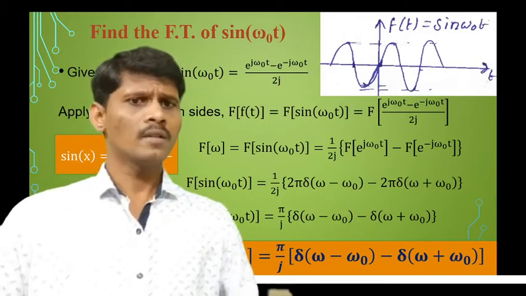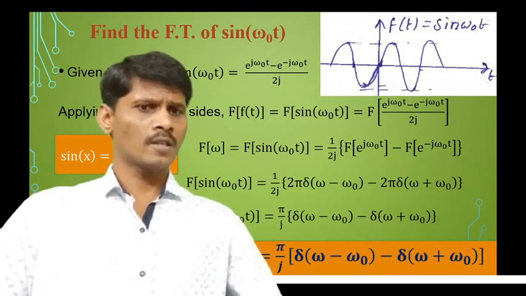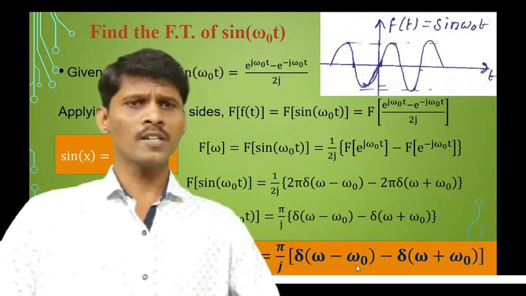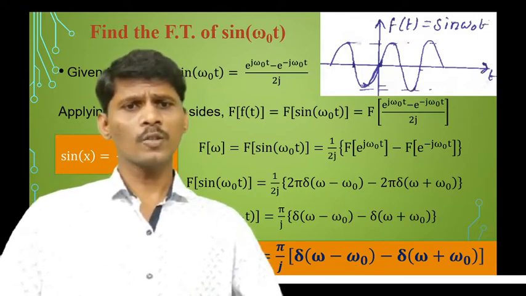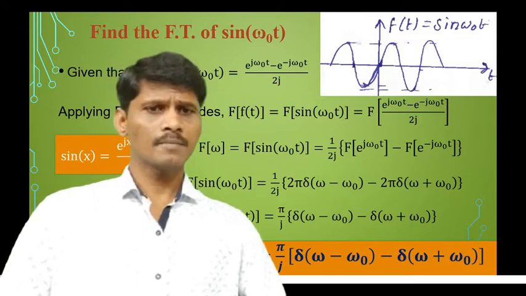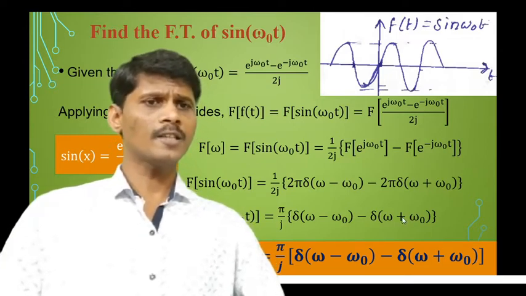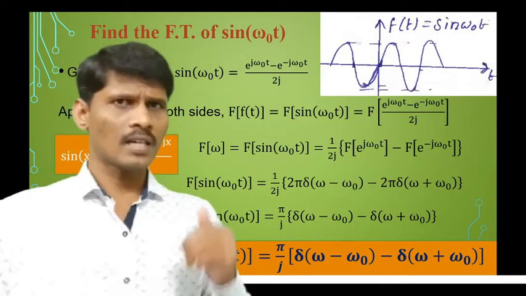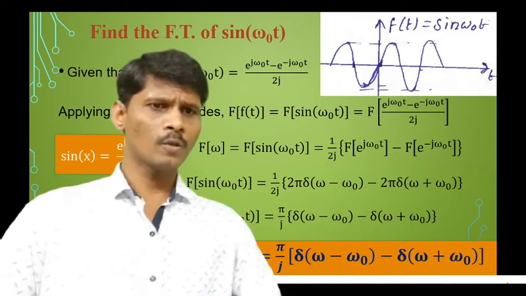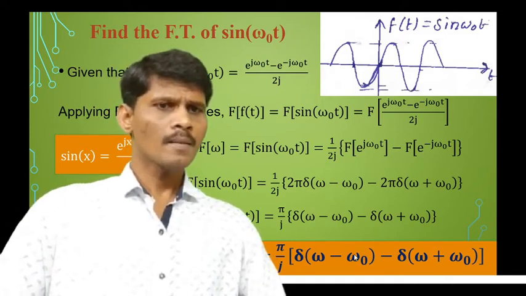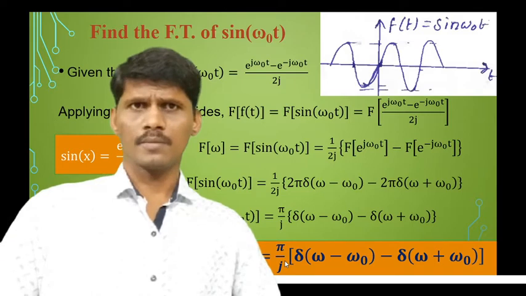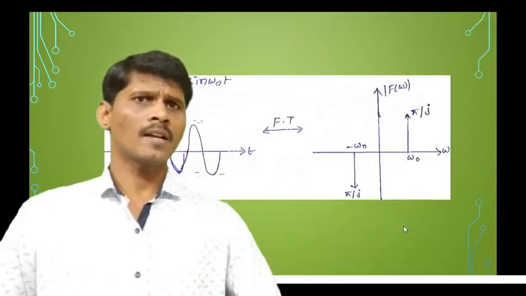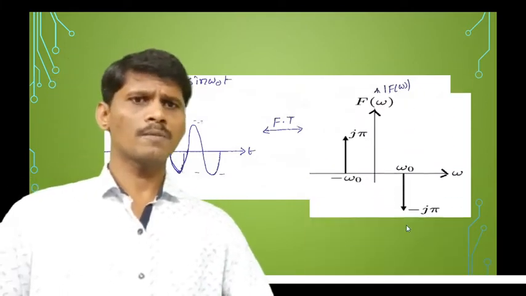Now in the RHS term of this equation, an impulse function exists at omega is equal to omega naught. At omega is equal to omega naught, what is the magnitude value? Plus pi by j. And the second term, the impulse function exists at omega is equal to minus omega naught. At that point, what is the magnitude value? Minus pi by j. So draw the magnitude spectrum or amplitude spectrum of the Fourier transform of sine omega naught t.